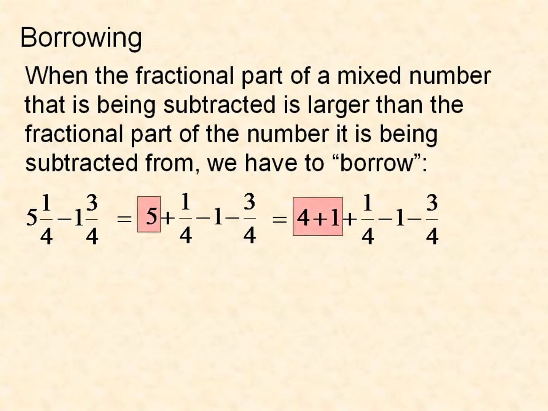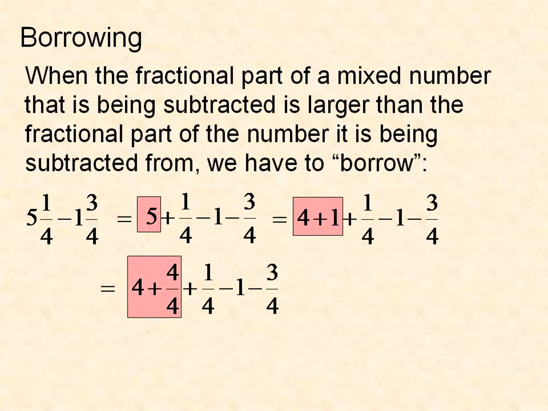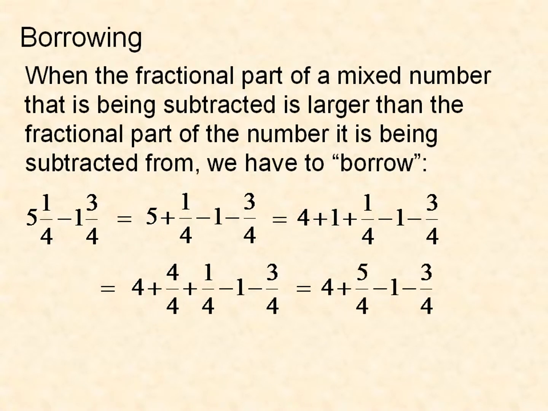So we change 5 to 4 plus 1. That gives us 4 plus 1 plus 1/4 minus 1 minus 3/4. But we can rename 1 as 4/4 and then combine it with the 1/4. In other words, we have 4 plus 4/4 plus 1/4 minus 1 minus 3/4, and that can be rewritten as 4 plus 5/4 minus 1 minus 3/4.